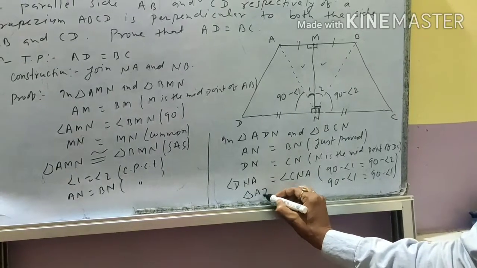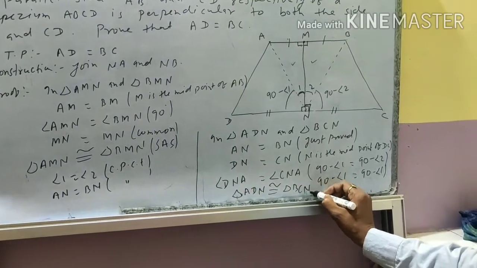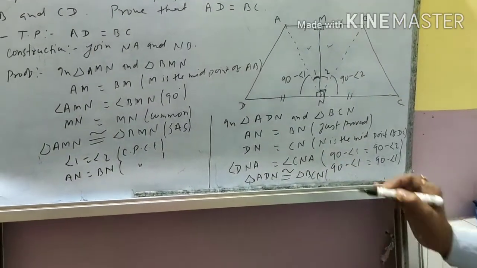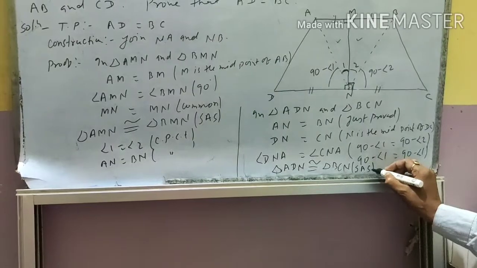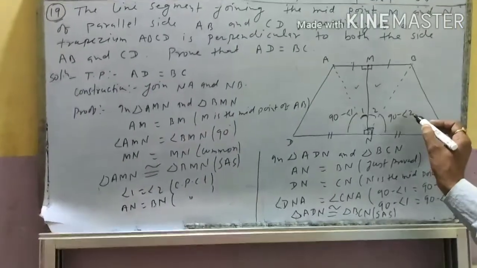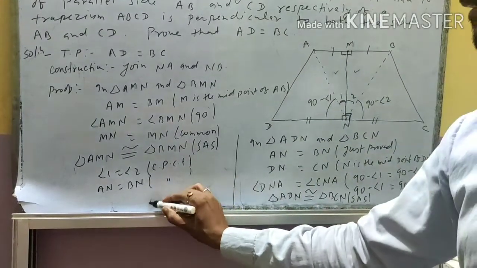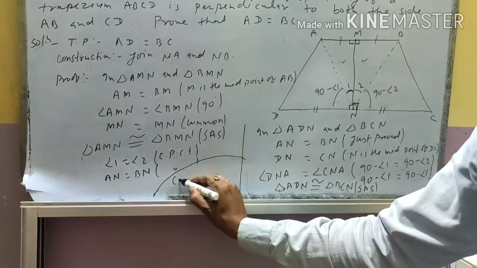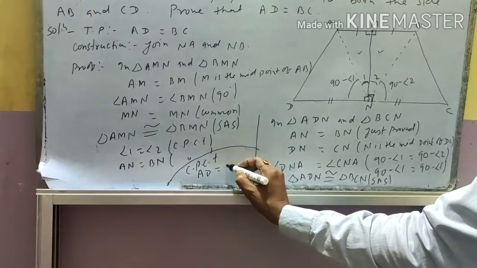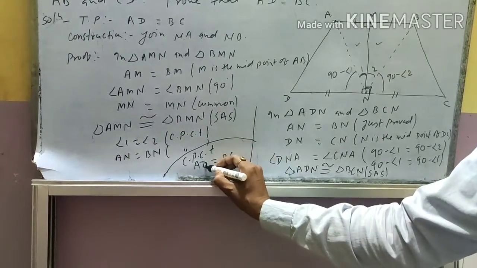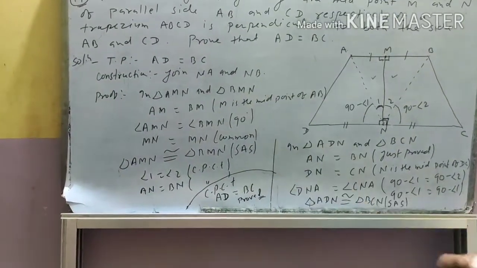So triangle ADN is congruent to triangle BCN. Reason is side angle side. By side angle side criteria, these two triangles are congruent. By CPCT, AD is equal to BC. By CPCT, write down here, student. By CPCT, AD is equal to BC. This is your proof by CPCT. Okay, student, I hope you will understand this question.